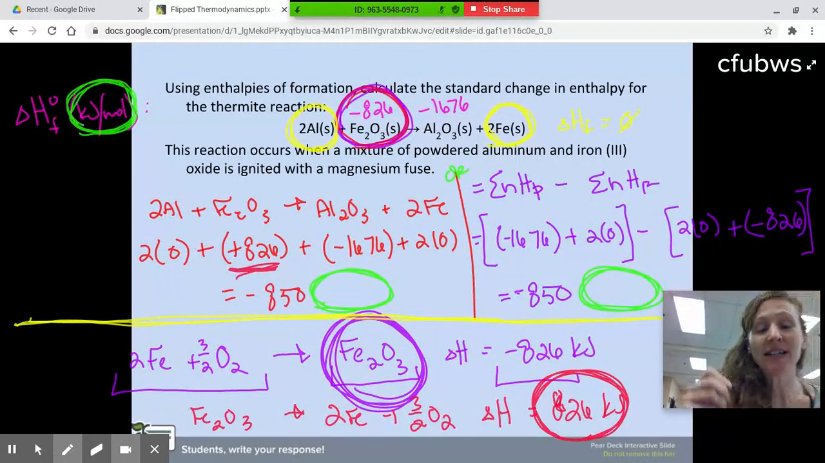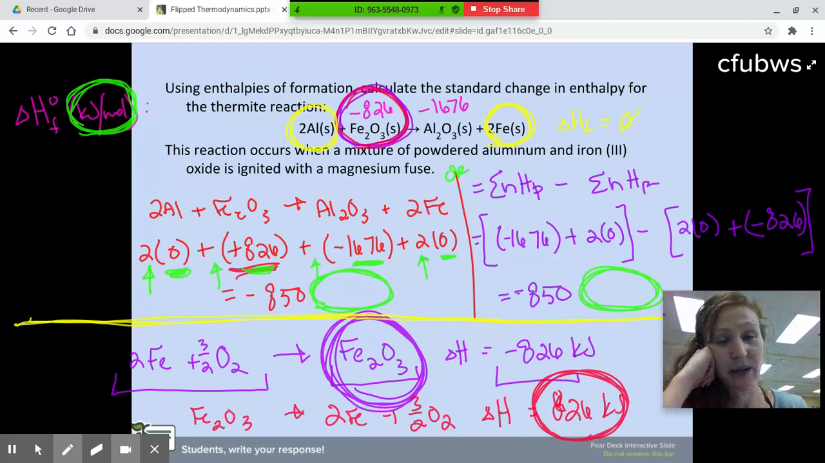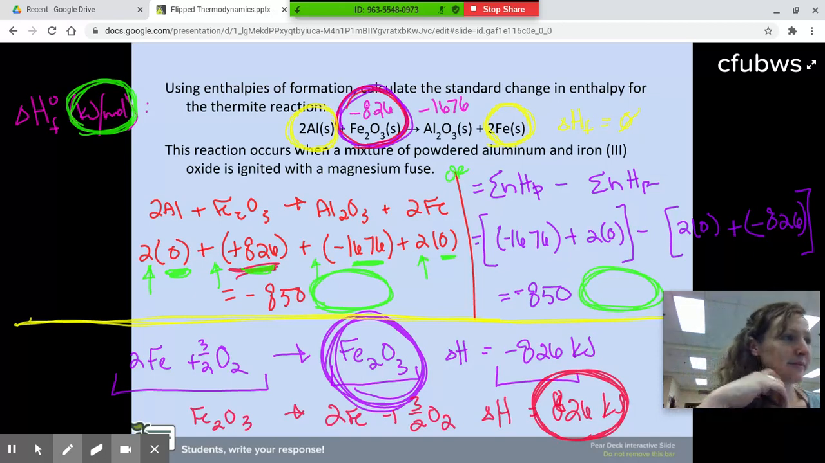But on every single one of these cases, we take the kilojoules per mole and we multiply it by something. What are we multiplying by? Question of the day. What are we multiplying by? Two moles. Yeah, we're multiplying by two moles.